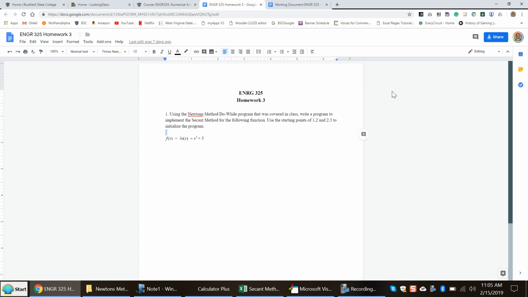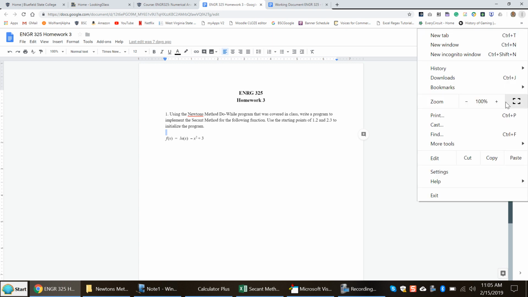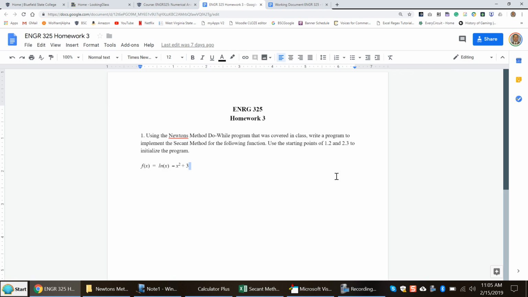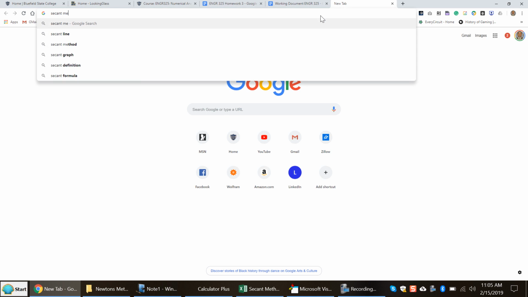So the first thing that I want to talk about is homework 3, okay? Basically I said using the Newton's do-while program that was covered in class, write a program to implement the secant method for the following function. And we said the secant method uses 2 points, okay?